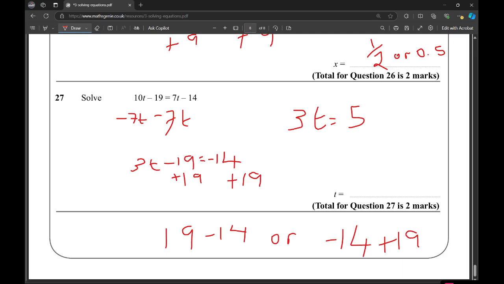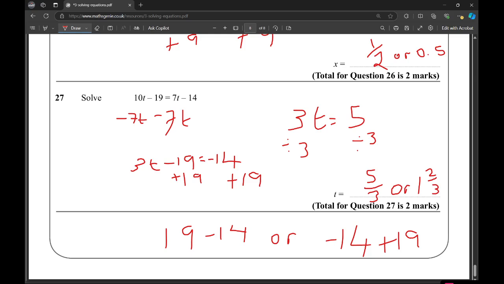So 3t equals 5. Divide by 3 on both sides. So t equals 5 over 3, or 5 thirds, or 1 and 1 third, or 1.6 recurring. But again, my advice here, where possible, leave your answer as a fraction.